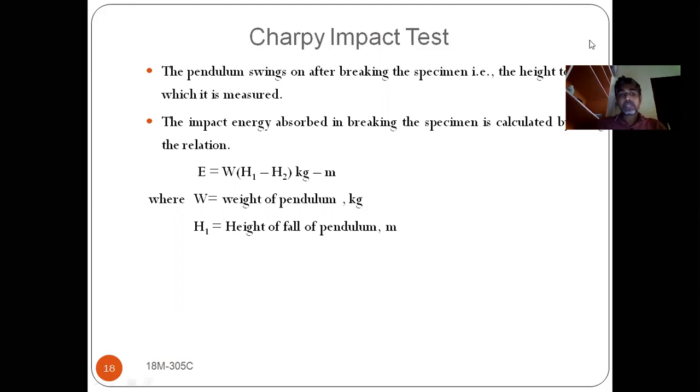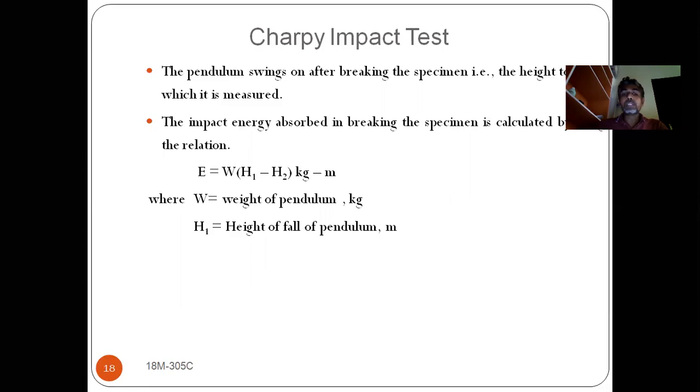If you see the formula, the impact energy absorbed in breaking the specimen is calculated by the relation E is equal to W into H1 minus H2, that is kg meter. Why do we get kg meter here? W is the weight of the hammer, so weight is in kgs, and H1 minus H2 is the height of the hammer before hitting the specimen and after hitting the specimen, so that is in meters. The difference in heights multiplied by the weight of the hammer gives the energy absorbed.